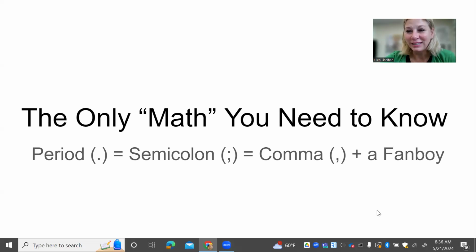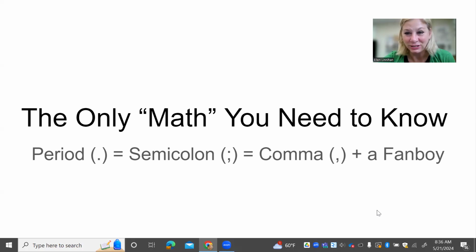Hey everyone, I'm Ellen Linnihan, author of Capturing the Classroom, and today I'm going to teach you the only math that you need to know for the ACT on the English section. If you're looking for math advice on the math section, you really are going to have to go somewhere else. But I can tell you for the English section, the only math that you need to know comes down to one very simple equation, which I know already.